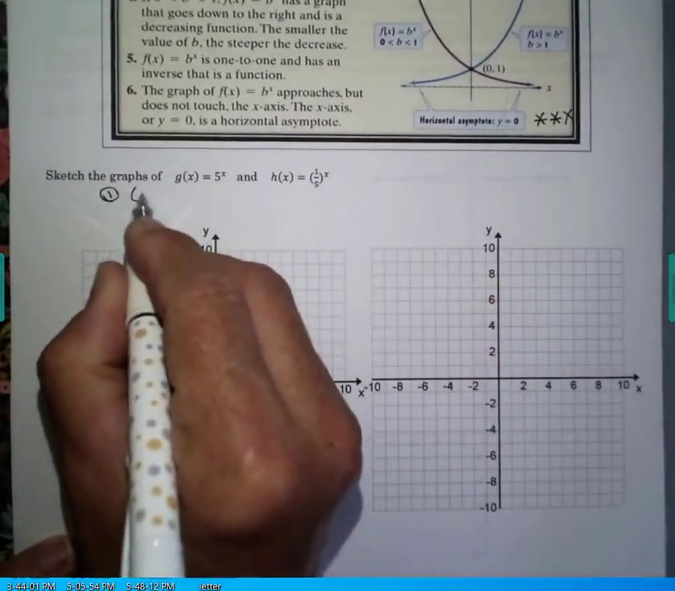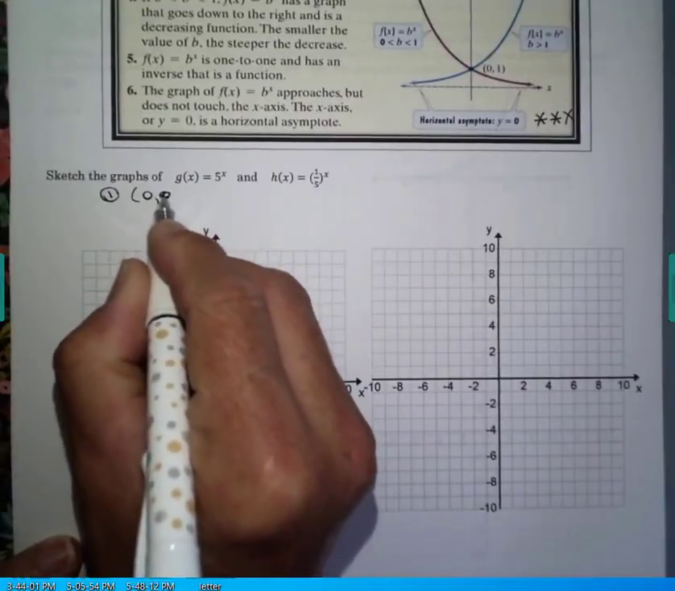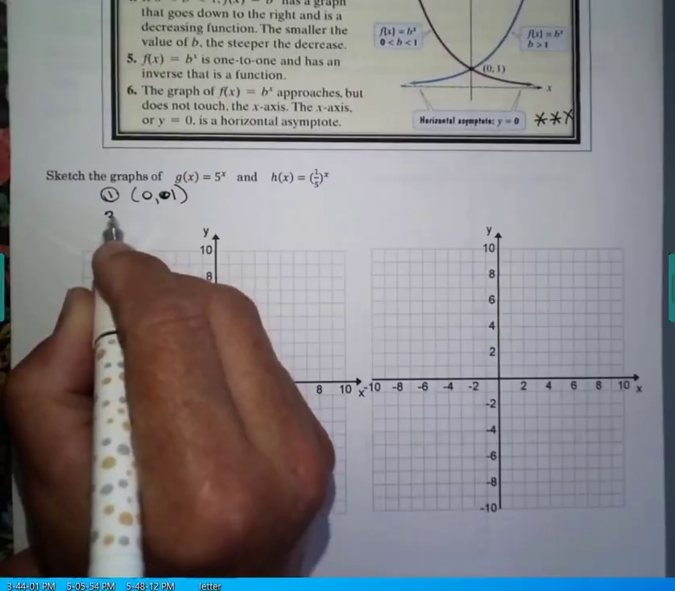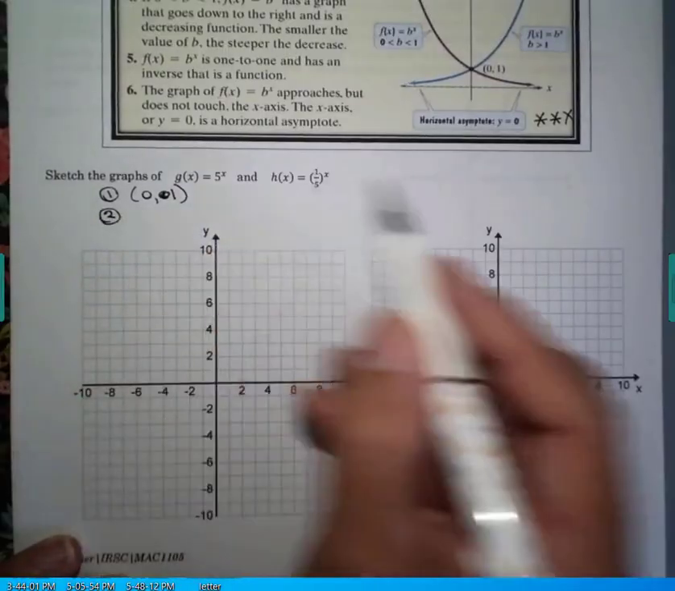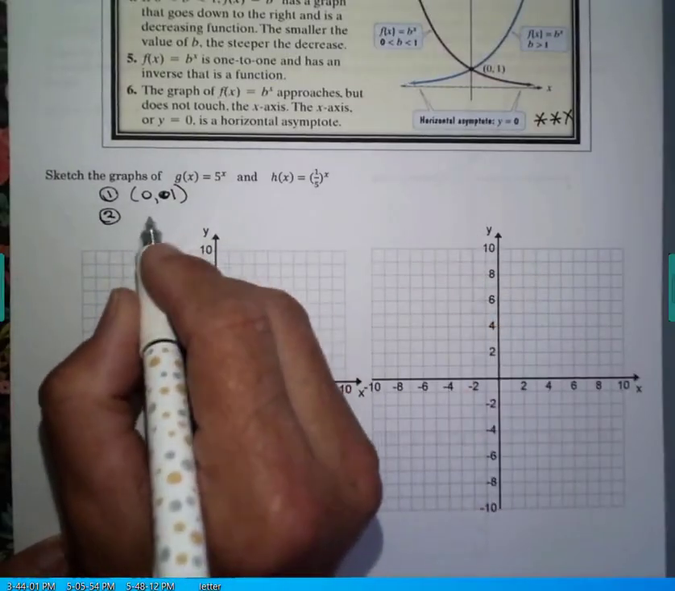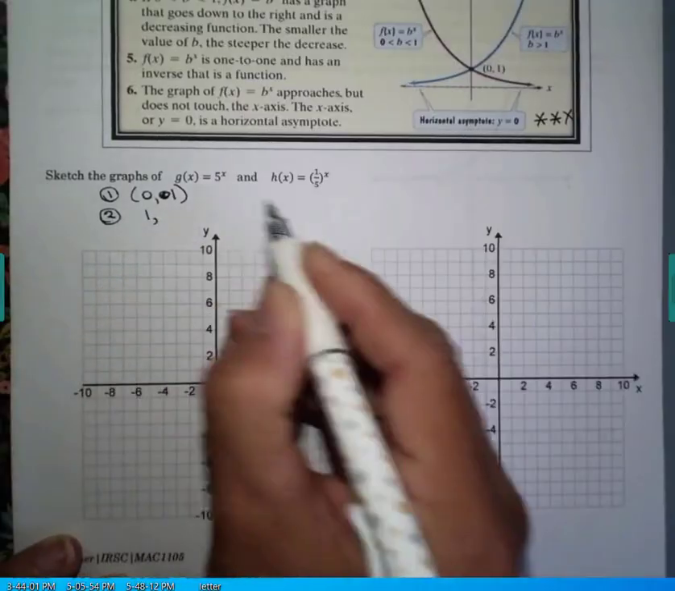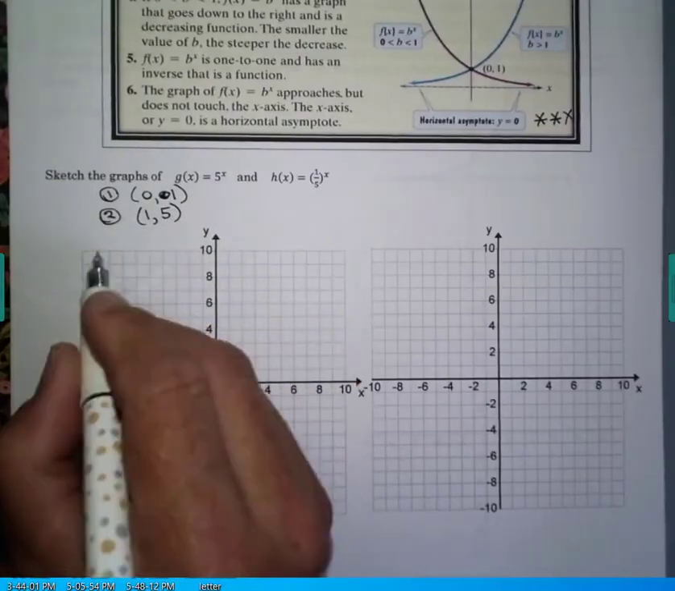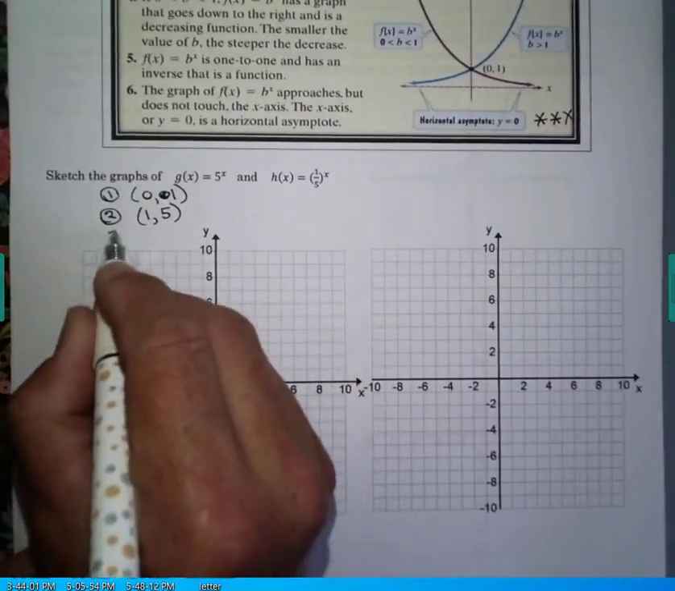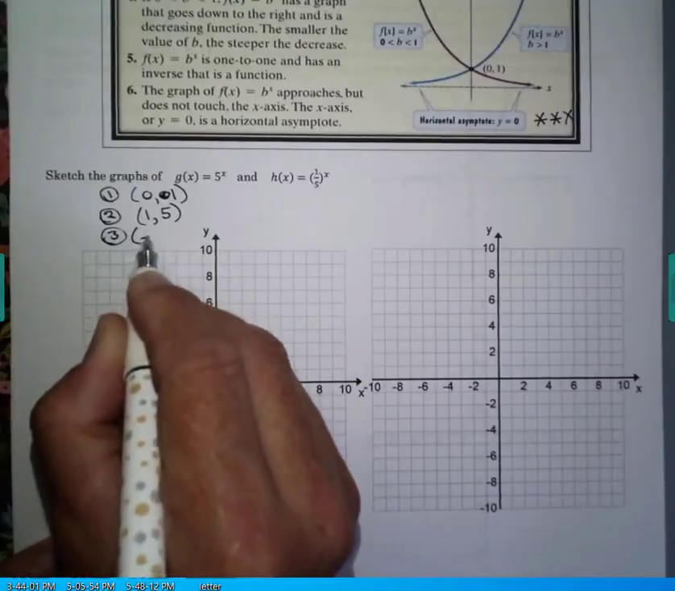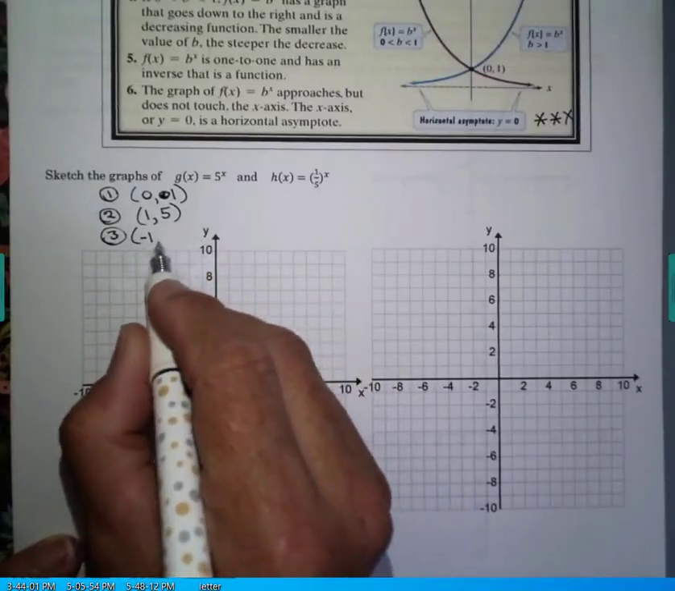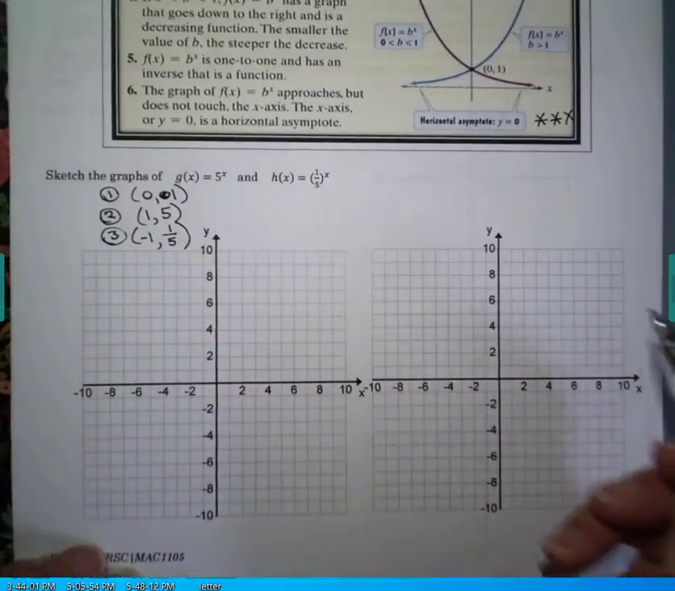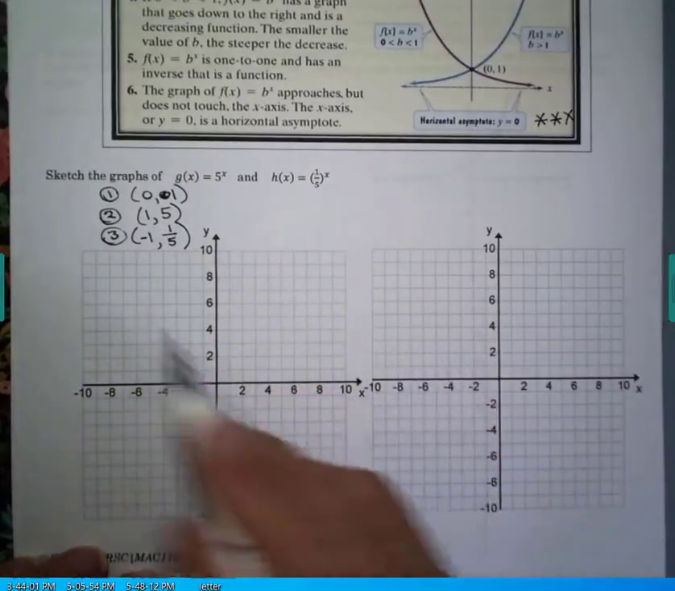I know that it's going to have the point 0, 1 in it. So that one is a given. And then the second thing I know is that it's always going to have the point 1, comma b. Well, the base is 5, so this one's going to have the point 1, 5. And then I know it's going to have the point negative 1, 1 over b. So 1 over 5 is, of course, 1/5. So I can fairly easily graph that without the calculator if I know those rules.